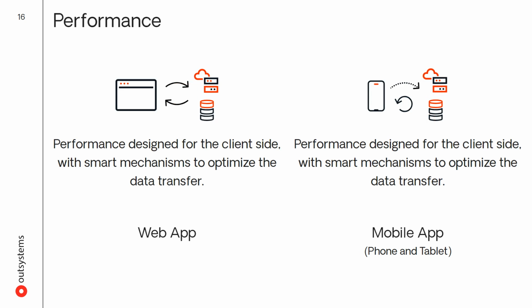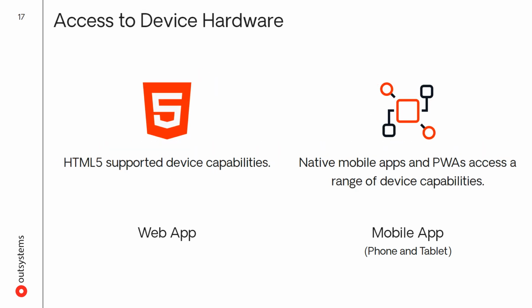Remember, behind the scenes, both web and mobile apps share the same technology stack. The only difference is that mobile apps may access the device's internal storage. Access to the device hardware is somewhat more limited in web apps, namely because fewer capabilities are available through HTML5. With mobile apps, it is possible to have access to more native capabilities, such as Touch ID.